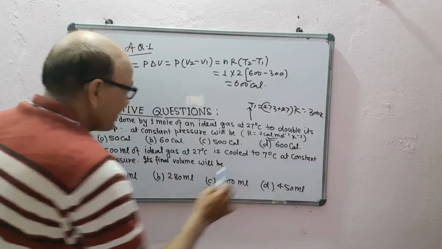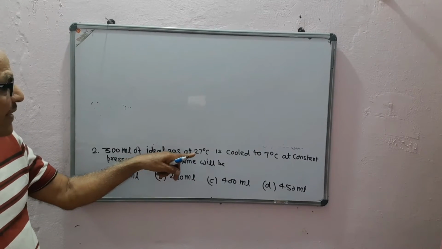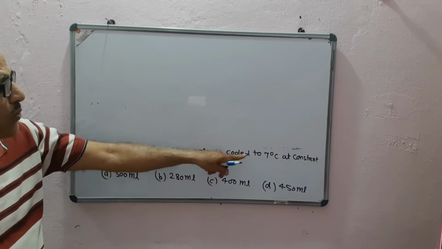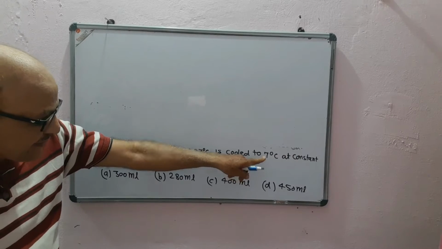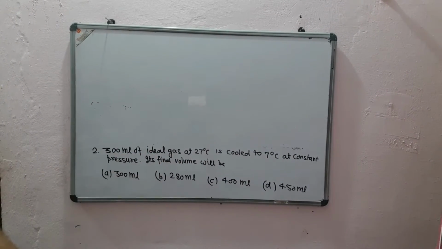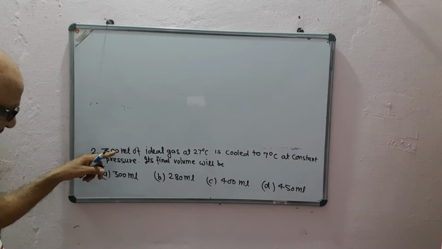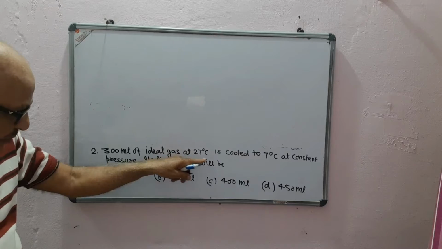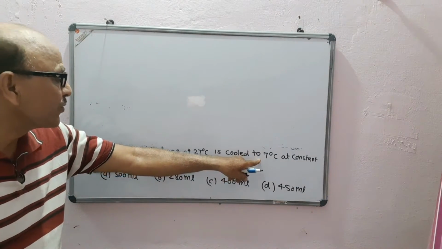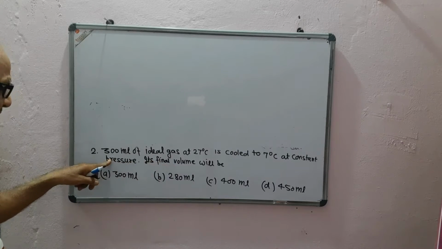Now the next question: 300 ml of ideal gas at 27 degrees Celsius is cooled to 7 degrees Celsius at constant pressure. Its final volume will be? Here this is V1, T1, T2. You have to find V2. Pressure is constant.